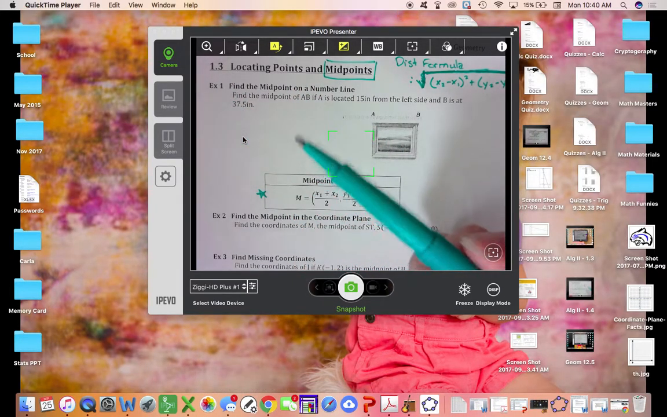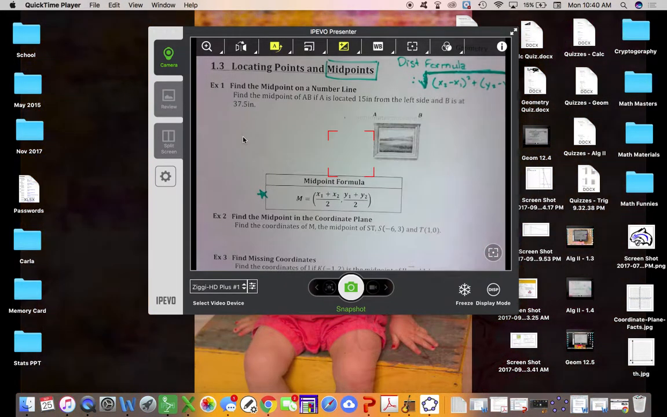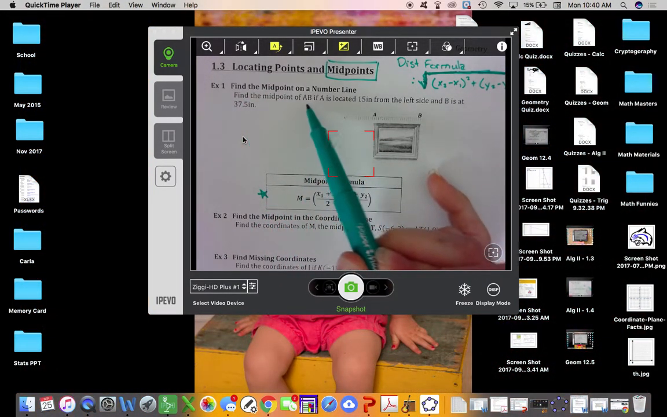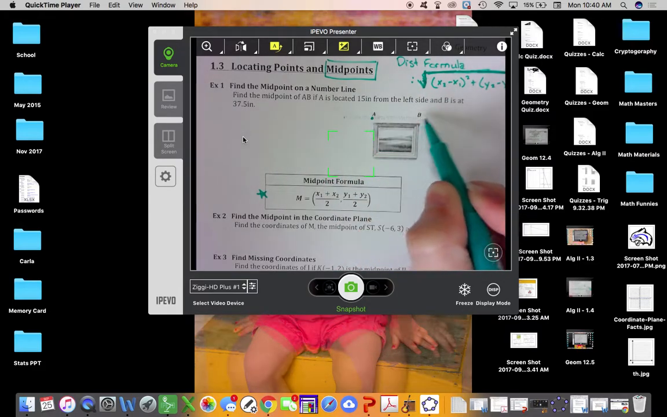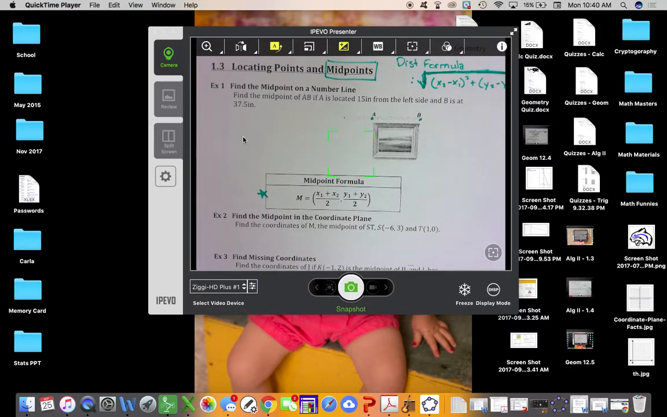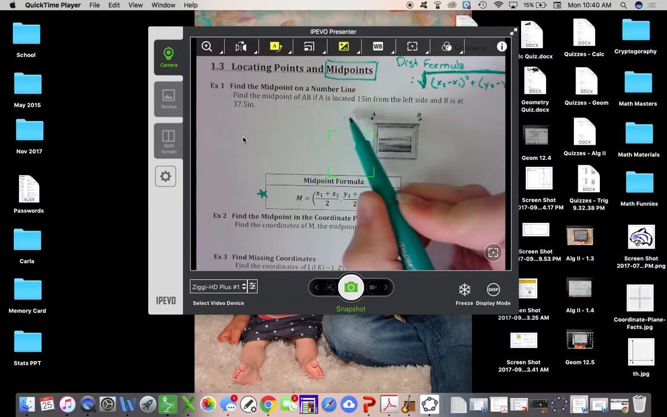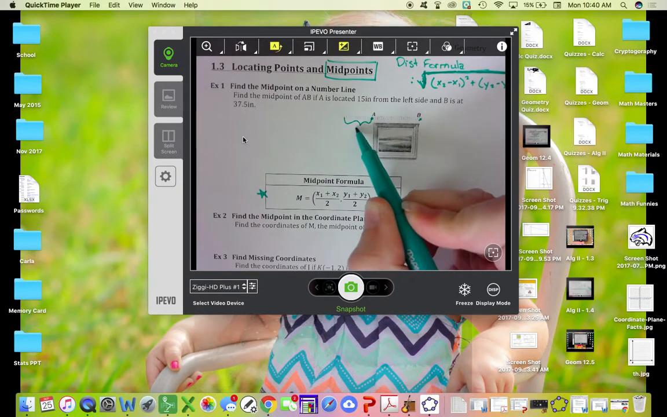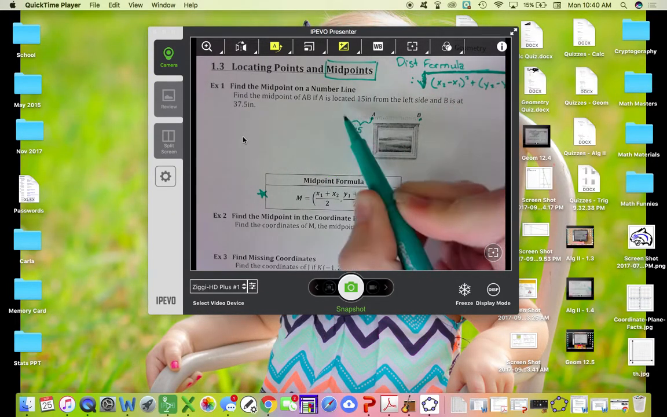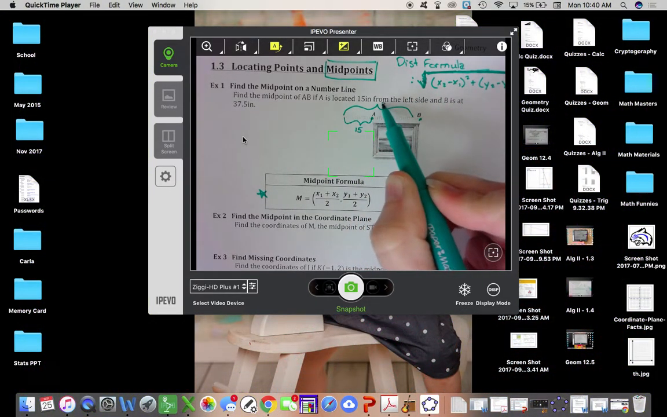So example 1, they want you to find the midpoint on a number line. This is just an introduction into what midpoint means. Find the midpoint of AB. A is located here and B is located here. You can kind of see where those are. The edges of the picture, whatever we're trying to hang here. And A is 15 units from the left, so that's a distance of 15. B is 37.5 units from the left.